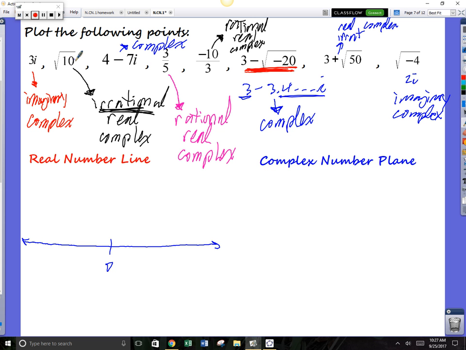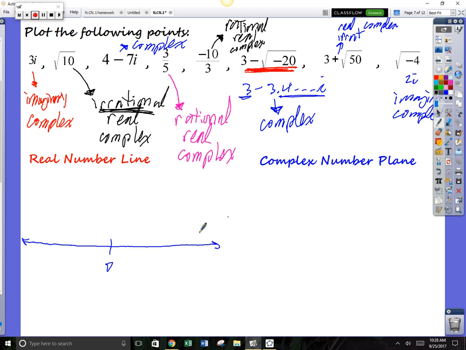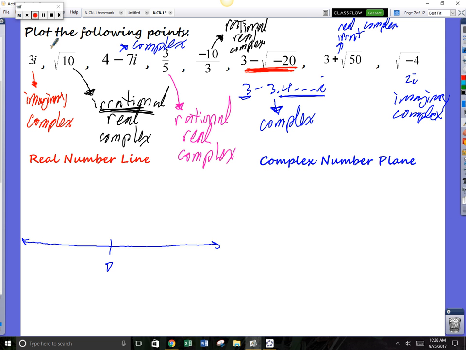Okay, square root of 10. Where did we say square root of 10 was? Type it in your calculator. What's square root of 10? 3.1 and so on. So it is right here. 1, 2, 3. It's in between 3 and 4. So right here lives square root 10, pretty close to the 3. Okay, we got that one done.